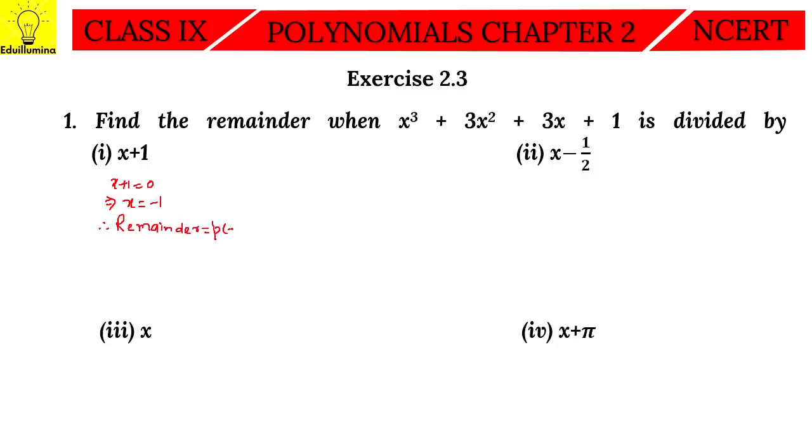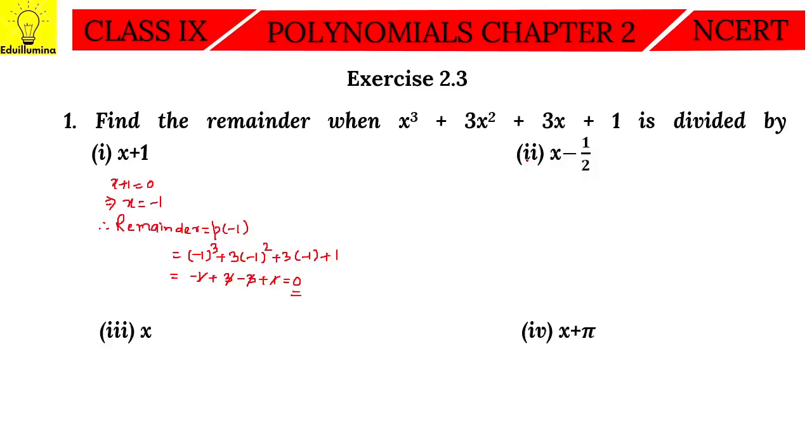p of minus 1. Now putting x equal to minus 1 in the given polynomial, we get minus 1 cube plus 3 into minus 1 square plus 3 into minus 1 plus 1. Minus 1 cube is minus 1. 3 into minus 1 square is 3 plus 3 into minus 1 minus 3 and plus 1. So from here minus 1 plus 1 cancelled out and 3 minus 3 cancelled out, so which is equal to 0. So therefore the remainder is equal to 0.